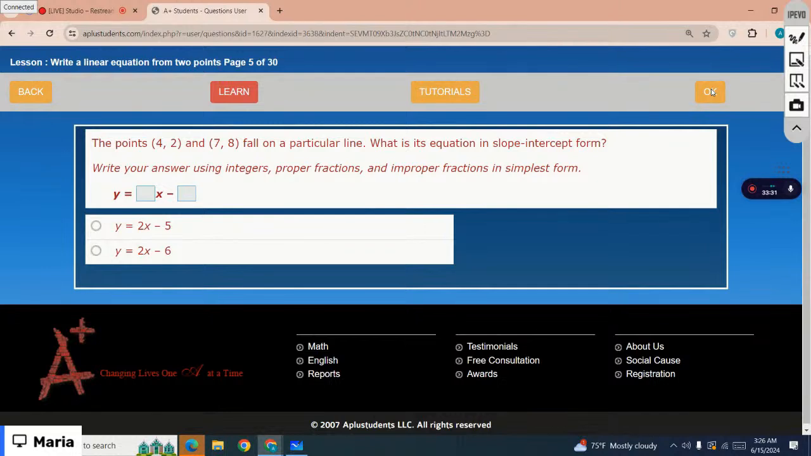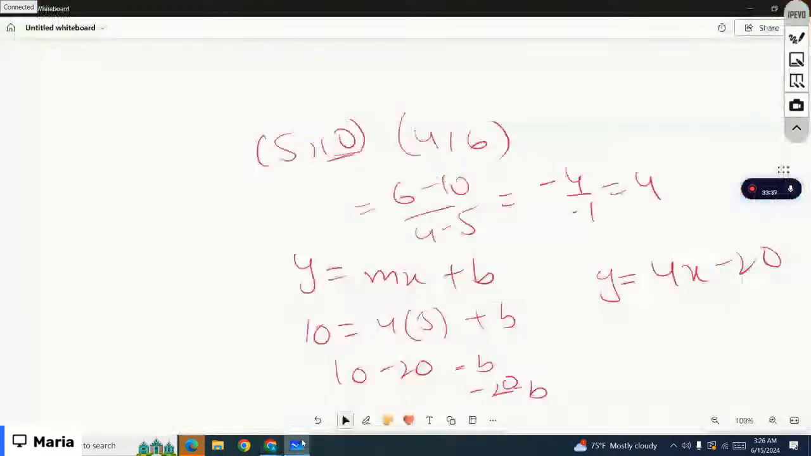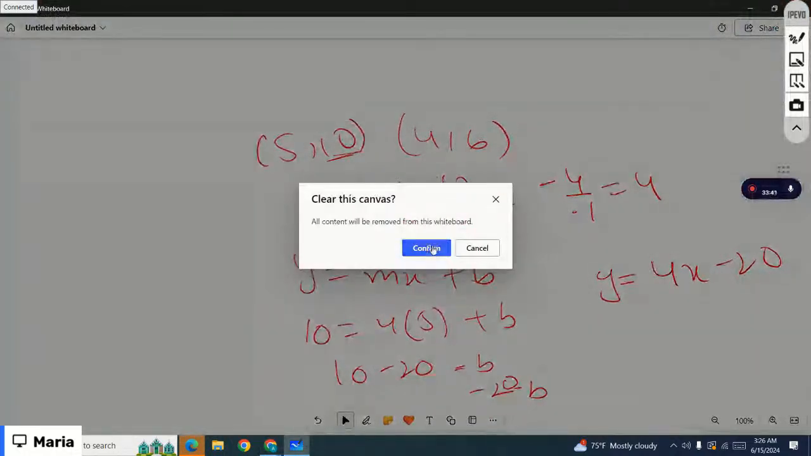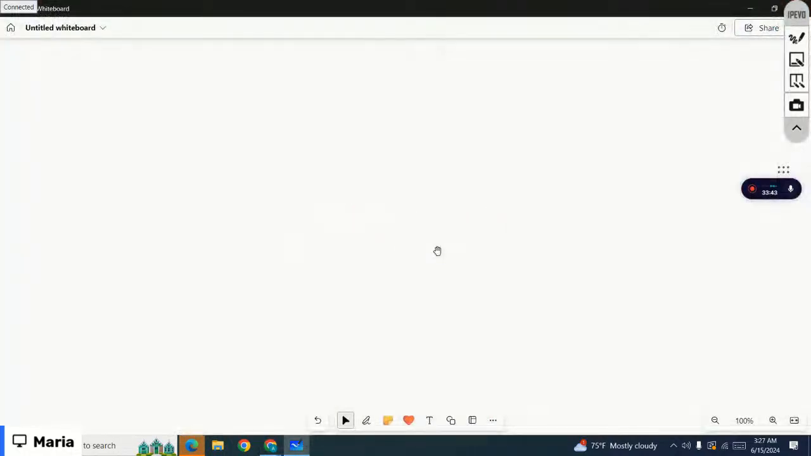Okay, the points are (4, 2) and (7, 8), right? Let's just calculate the slope first. 8 minus 2 is 6. 7 minus 4 is 3. Slope is 2, right?